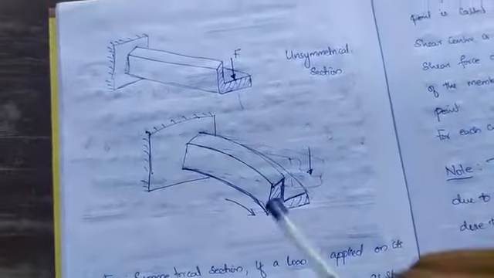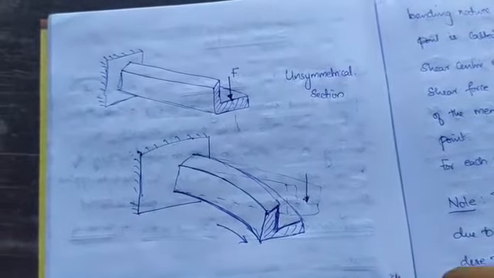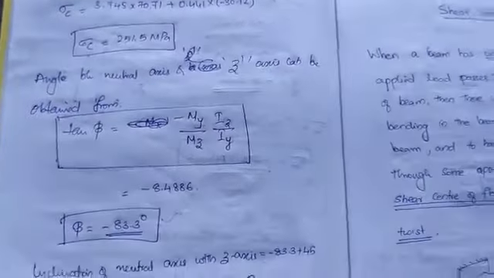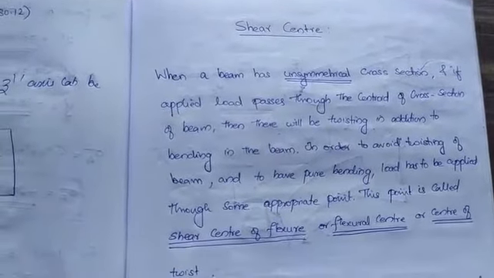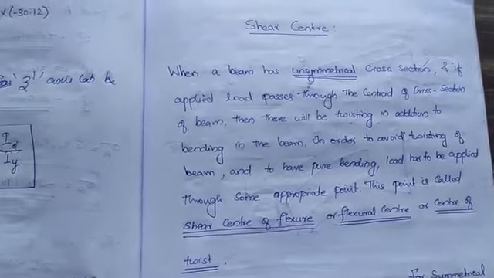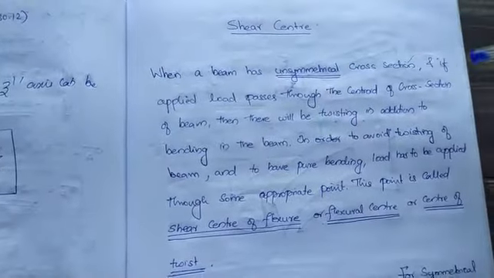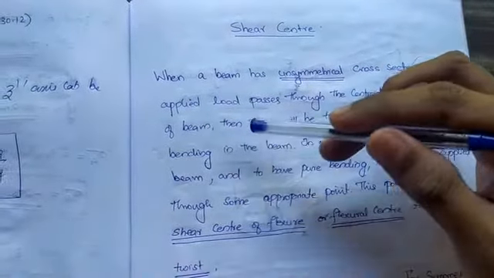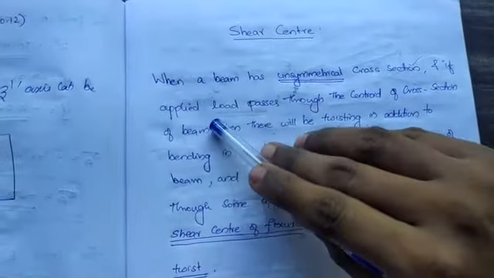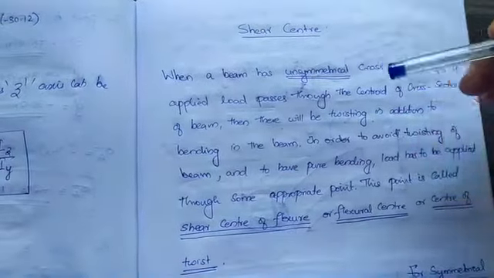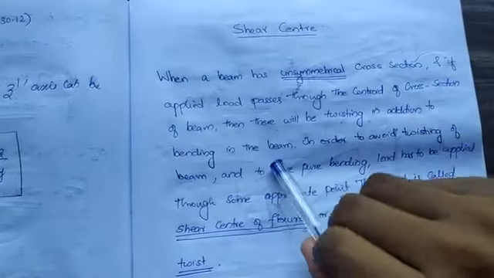So in order to avoid this twisting and to get a pure bending, we are introducing a new term called shear center. So now what is its definition? When a beam has unsymmetrical cross section, that is very important, and if applied load passes through the centroid of cross section of beam, then there will be a twisting in addition to bending in the beam.